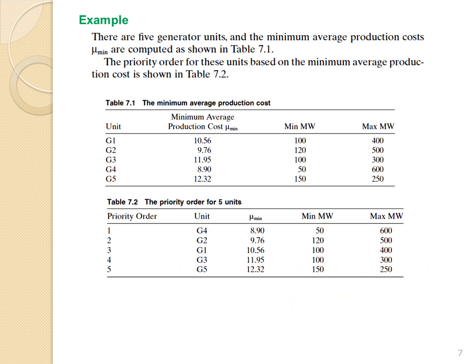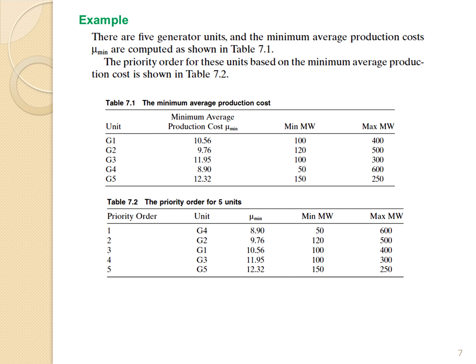In this example, 5 generating units are given and their minimum average production cost is also given. In table 7.1, we can see that the data for the 5 units is given and their minimum production cost, mu minimum, is also specified. The minimum and maximum megawatt is specified for each of the units as shown in table 7.1. Now we want to create a priority list out of this table 7.1.